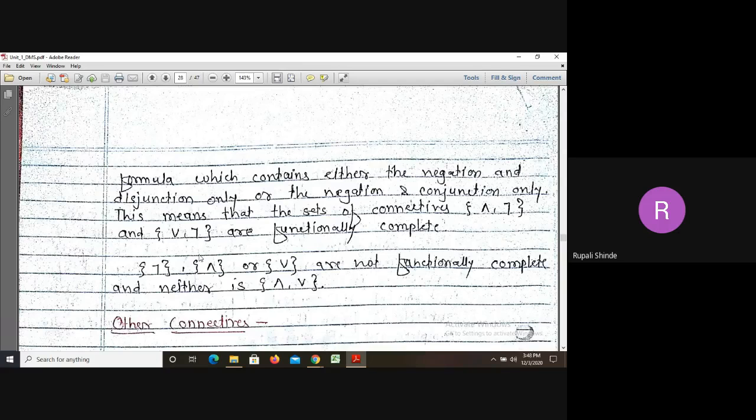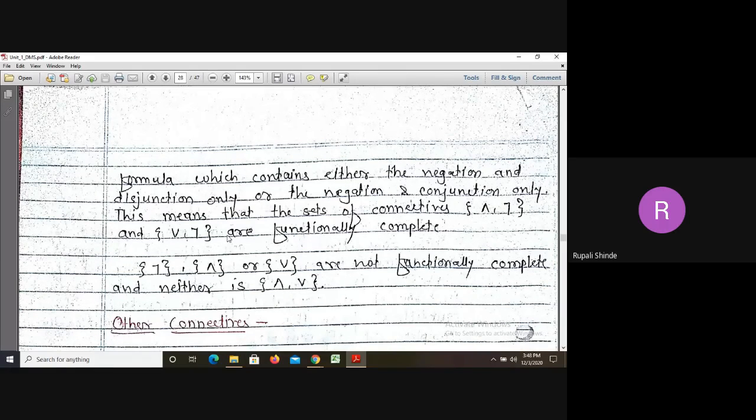Only two sets of connectives are functionally complete. The first set is and negation. The second one is or and negation. So many times they have asked an MCQ based on this: choose the functionally complete set of connectives from the following sets.